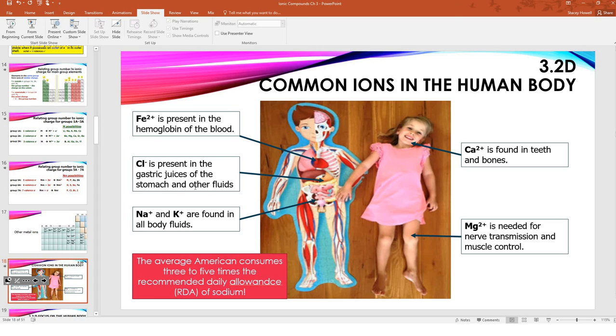Chlorine is present in gastric juices, the stomach, and other fluids, and helps keep your balance of how much water your body keeps. Na and K are found in all body fluids. This helps us with running our heart, also with keeping our fluids at the measure they need to be. Calcium is found in teeth and bones, and magnesium is needed for nerve transmission and muscle control. So if you've ever had a muscle twitch and it won't go away, you're either low on magnesium or potassium.